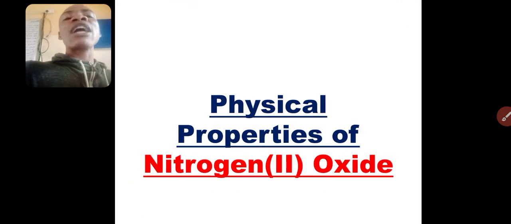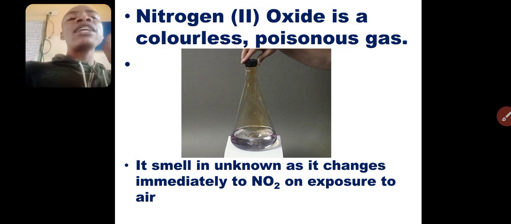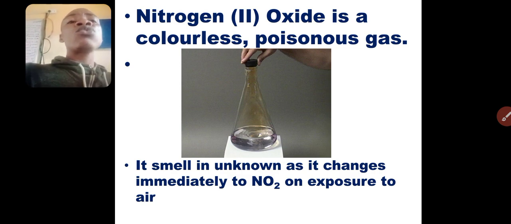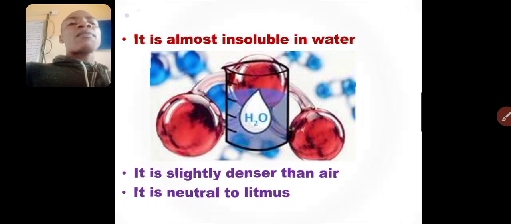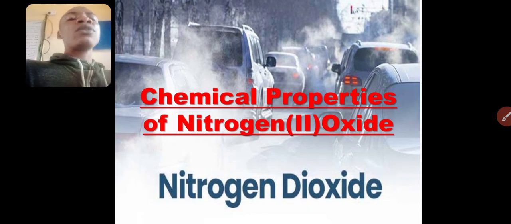What are the physical properties of nitrogen 2 oxide? Number one, it's a colorless poisonous gas. The smell is unknown as it immediately changes to NO2 when it's exposed to air. When it changes to NO2, it turns brown. It's almost insoluble in water. It's slightly denser than air, and it is neutral to litmus paper.